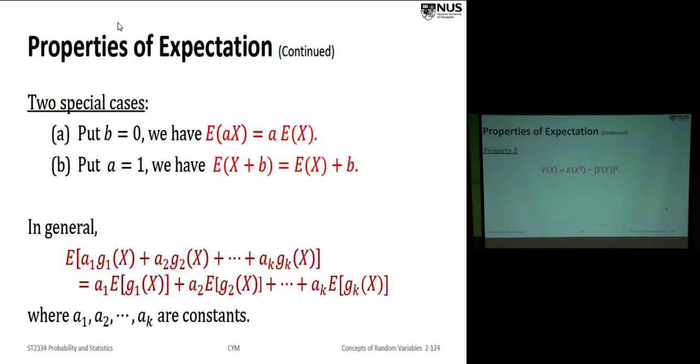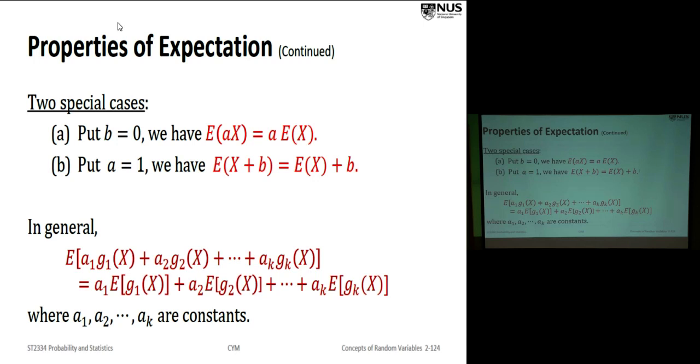Okay, we're just going to finish with this slide before we have a break. There are two special cases. If we allow the constant B to equal zero, it means the expectation of any linear perturbation of X, i.e. A times X, is A times the expectation of X. That should have been clear from the calculations we've been doing already. If A is equal to 1, this is not surprising, then the expectation of X plus B is the expectation of X plus B. The expectation of a constant is the constant itself.